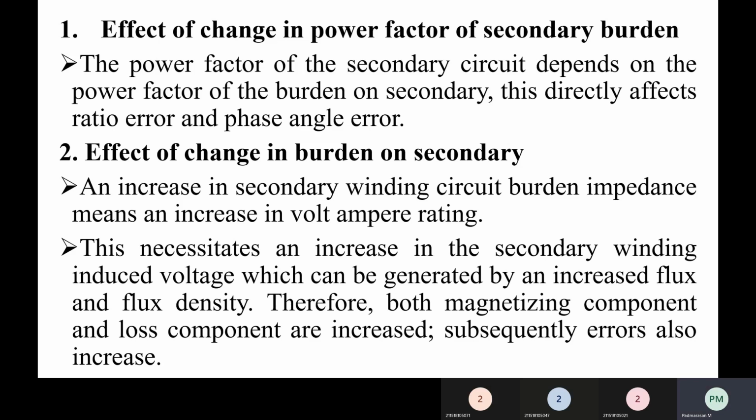Next, effect of change in burden on secondary. An increase in the secondary winding circuit burden impedance means an increase in volt ampere rating. This necessitates an increase in the secondary winding induced voltage, which can be generated by an increased flux and flux density. So therefore, both magnetizing component and the loss component are increased. So subsequently, errors also increase.